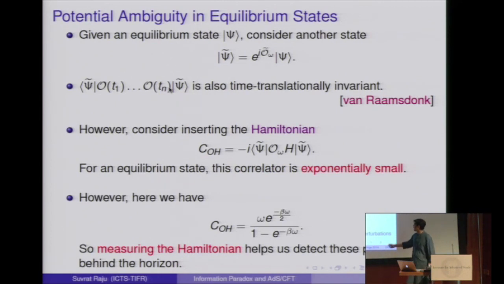And so if I am allowed to measure correlation functions of ordinary operators with the Hamiltonian, correlation functions of these kinds, these are things that for equilibrium states would have been exponentially small, but for these kinds of perverse non-equilibrium states actually are something calculable and are something we can use to again detect and improve our construction.